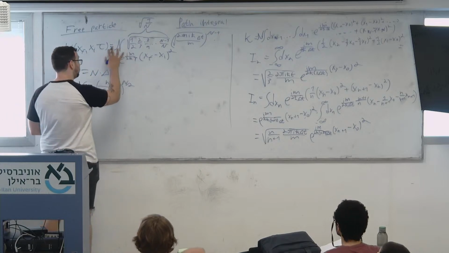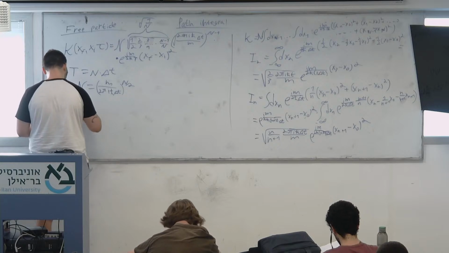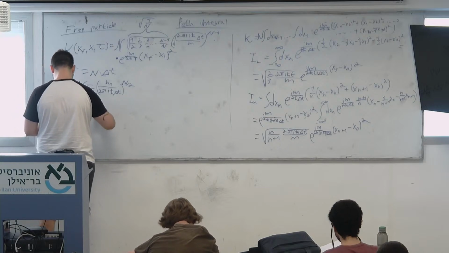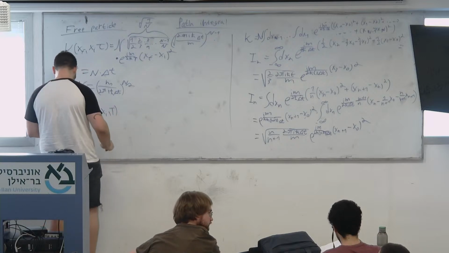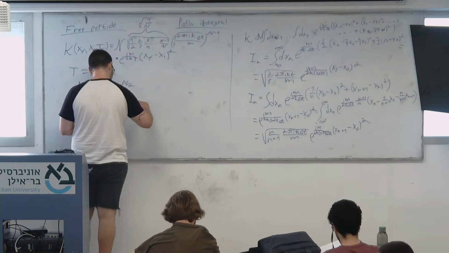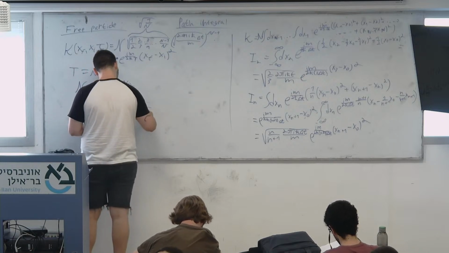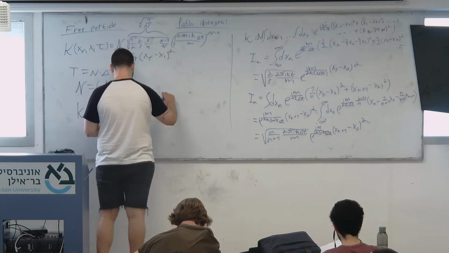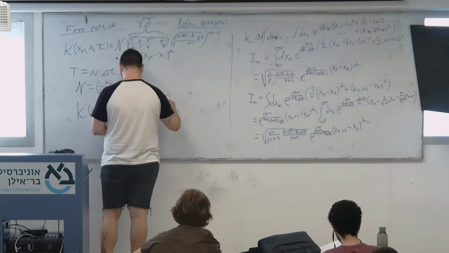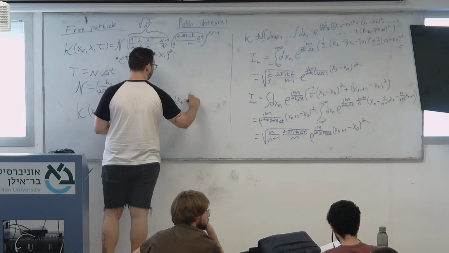Overall, if we put everything in and organize it, kappa xi t is equal to square root of m divided by 2 pi I h bar capital T, e to the I m over 2 divided by h bar T, xf minus xi.